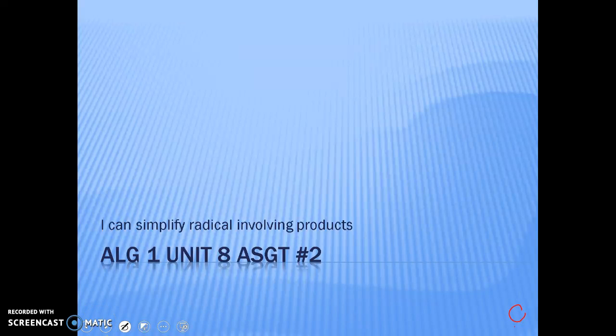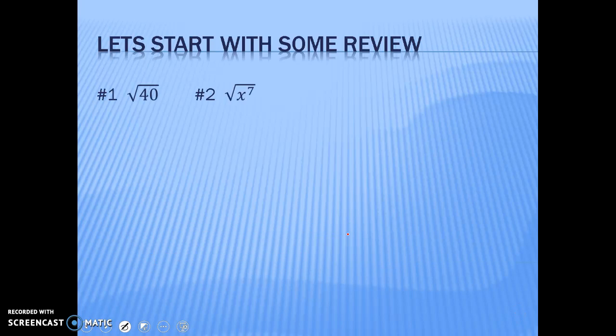So on assignment number 2, we're going to move into still simplifying radicals, but we're going to be multiplying radicals together and then simplifying. So we're going to be simplifying products that involve radicals. Let's go ahead and get started. So let's review a little bit, start with a review of what we did yesterday.